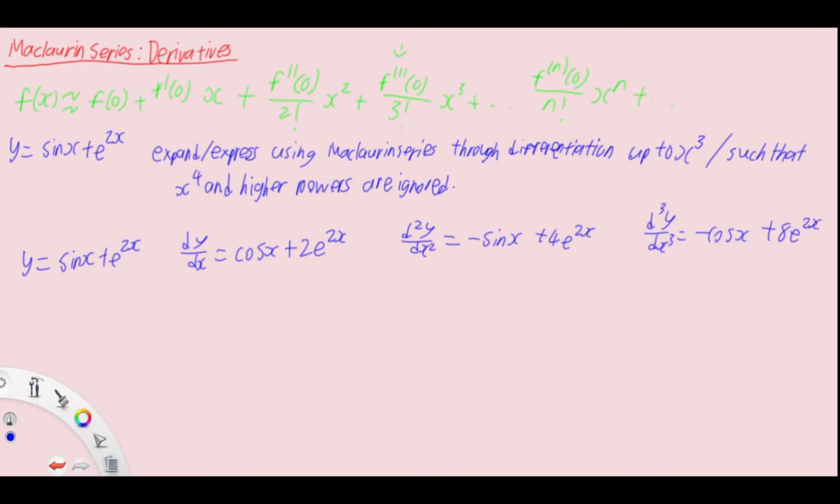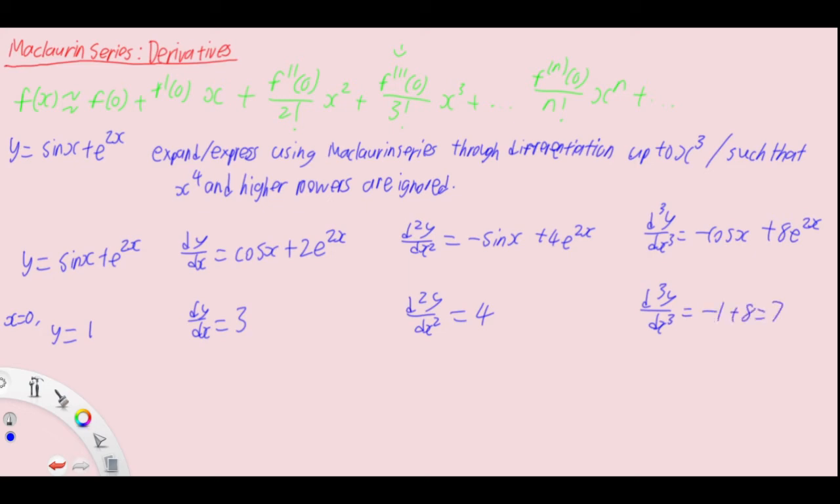As you notice in the formula, we are going to substitute all the x with 0. So we have x equals 0, y equals sine 0 equals 0, plus e power 0 is just 1. dy/dx equals cosine 0, which is 1, plus 2e power 0, which is 2, so 1 plus 2 equals 3. d2y/dx2: sine 0 is 0, e power 0 times 4 is 4. And then d3y/dx cubed: minus 1 plus 8, so you get 7.